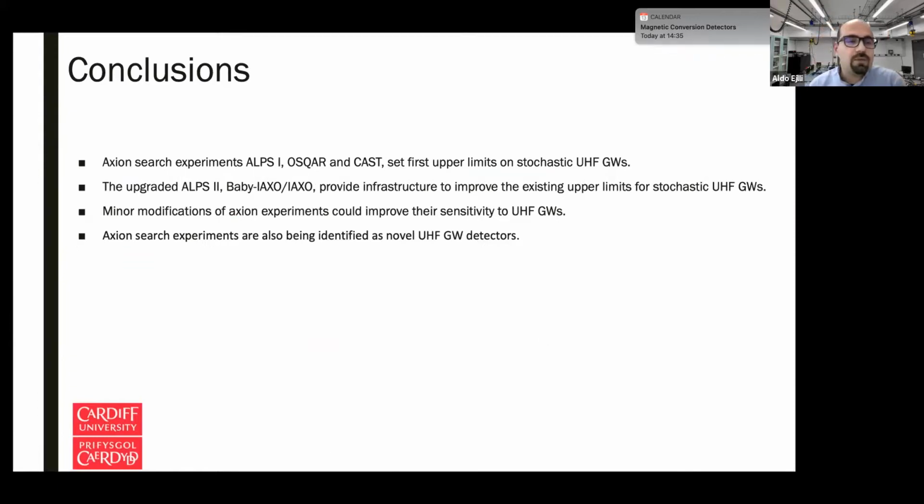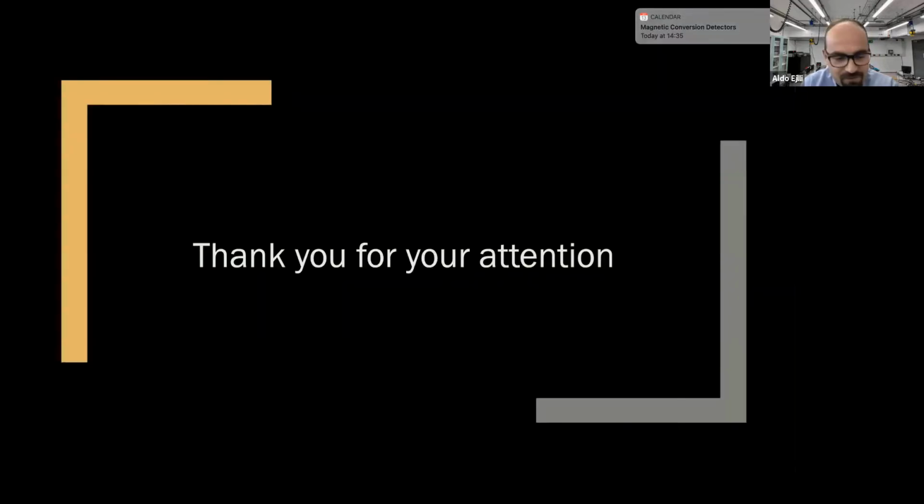Conclusion. We saw that axion search experiments set the first upper limit on the stochastic ultra-high frequency gravitational wave background. The upgraded ALPS II, IAXO, and baby IAXO can provide the infrastructure to improve the existing upper limits. With minor modifications of these axion experiments, we could further improve the sensitivity to the high frequency gravitational wave background. And I would say that these axion search experiments are also being identified as novel ultra high frequency gravitational wave detectors. With this, thank you for your attention.